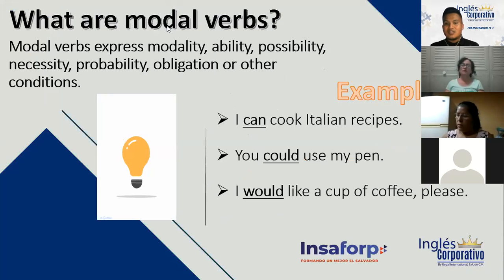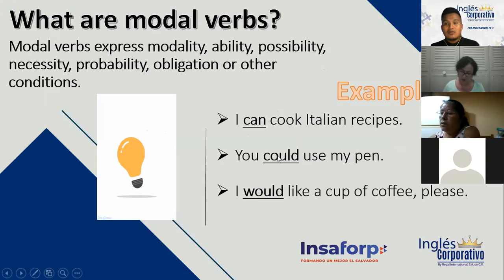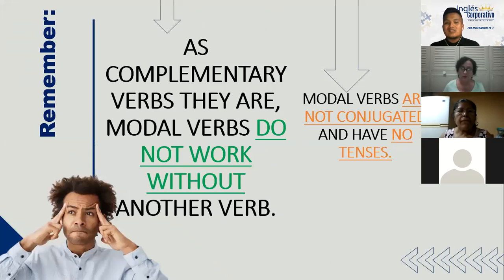So following this same example, it won't be grammatically correct if I say, "you could my pen," if I use the example number two. It doesn't make sense, because if you said, "you could use my pen," I am missing the verb use. So it won't make sense. That's the first rule that I want you to remember.